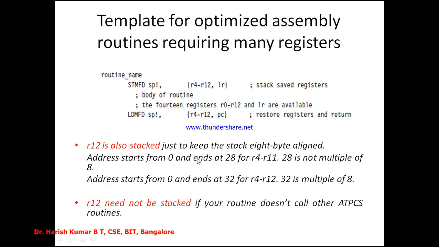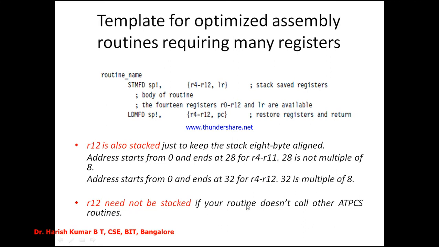Address starts from 0 and ends at 28 for R4 to R11, and 28 is not a multiple of 8. Now if I stack R12 also, address starts from 0, ends at 32. For R4 to R12, R4 will start from 0, end at 3, and then R5 starts at 4, ends at 7, and it goes like this. Finally R12 will end at 32. Now 32 is a multiple of 8.